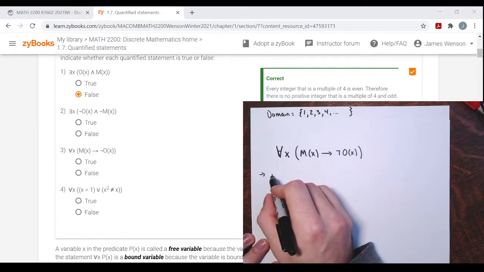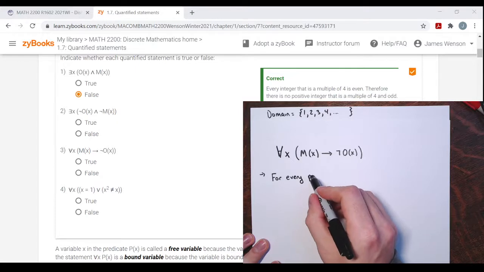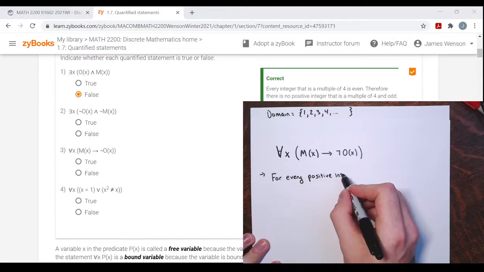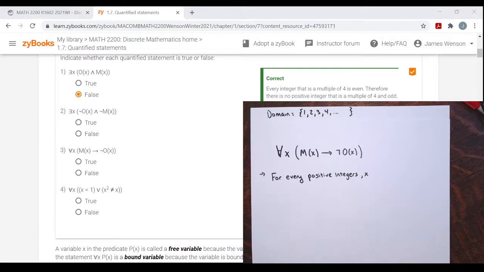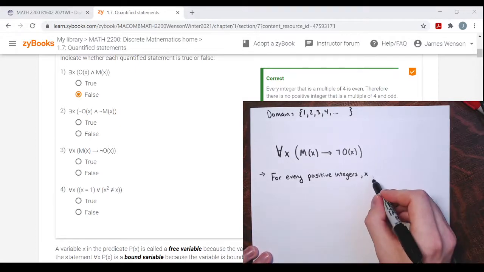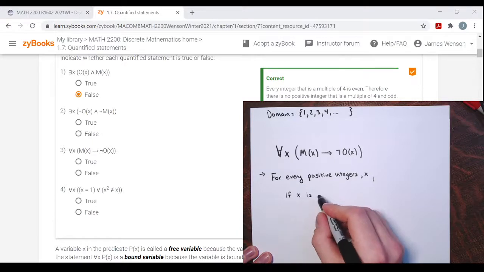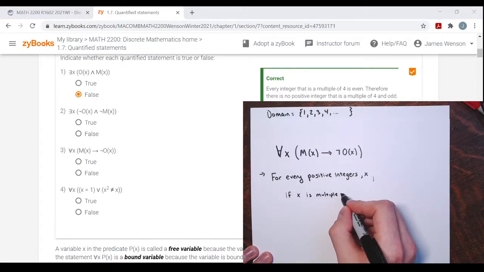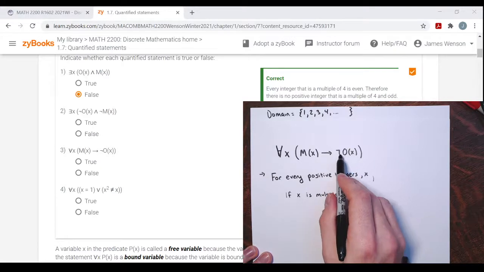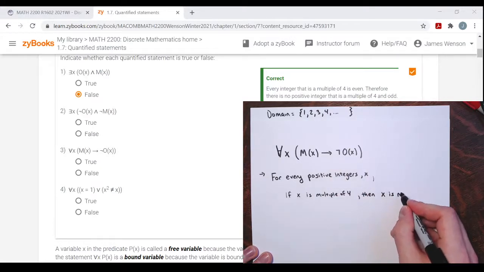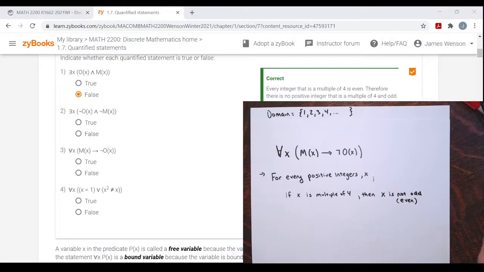This means for all positive integers, say x, right? Again, x now represents not just a single integer, but any positive integer. Then the following statement will be true. If x is a multiple of 4, or an integer multiple of 4, then x is not odd. And another way to say not odd when you're talking about integers would just be to say that it's even, right? Okay, so again, I'll pull this up, make this a little bigger.